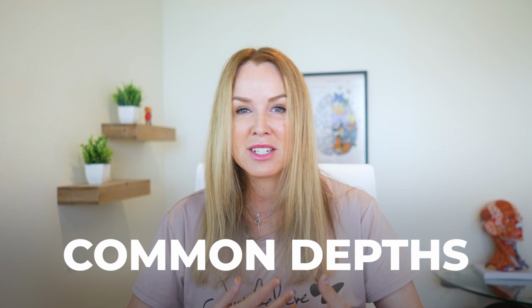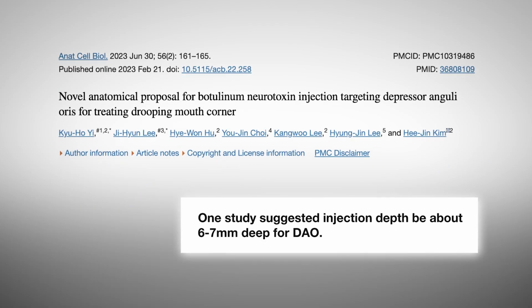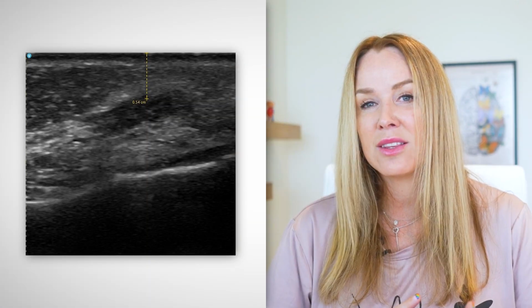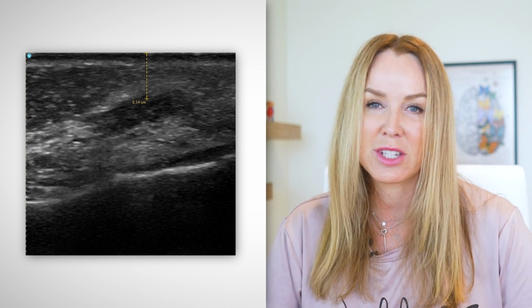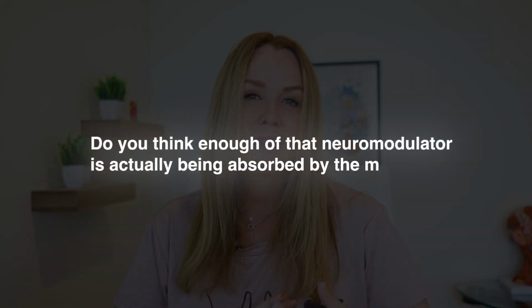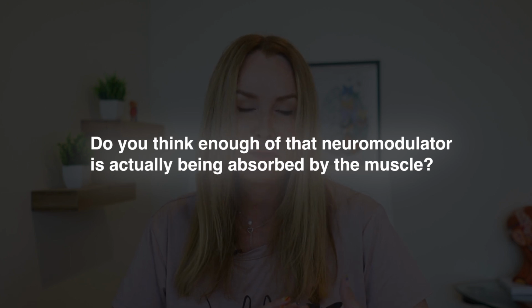For general reference, and without the use of ultrasound, we look at common depths for the DAO, and one study I looked at suggested that injection depth should be 6 to 7 millimeters deep. Looking at the ultrasound image that I included here, you can see that that would be a fair depth to effectively treat the DAO. What do you think about this? I've seen others inject the DAO very superficially, actually intradermally. In looking at this ultrasound image, how effective do you think an intradermal treatment will be? Do you think enough of that neuromodulator is actually being absorbed by the muscle?